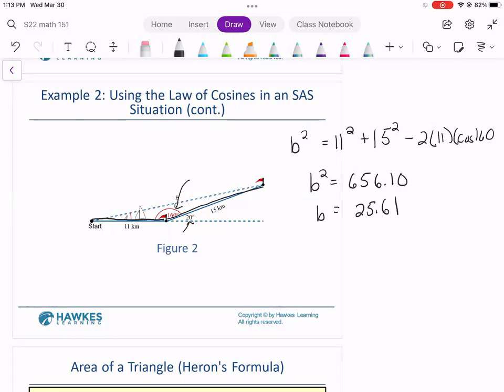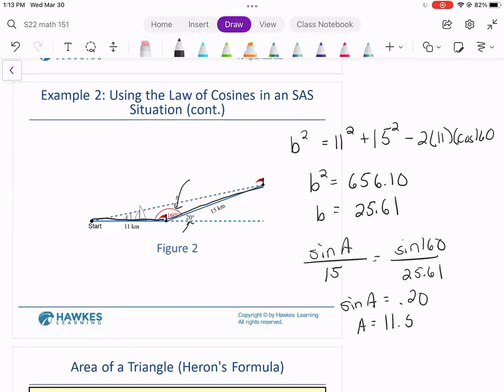Now that we know that, we can use the law of sines. The sine of A over 15 is equal to the sine of 160 over 25.61, resulting in a sine of A that is 0.2. And so the inverse sine then gives us that angle is 11.54 degrees. So instead of traveling 11 kilometers and then 15, they could simply travel 25 kilometers at an angle of 11.54 degrees from the starting point.